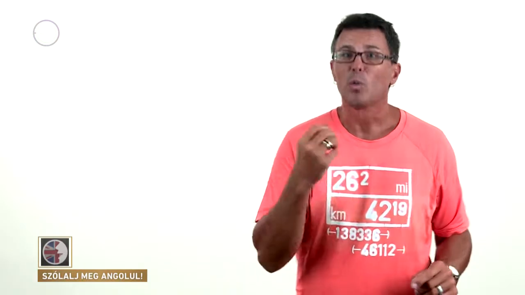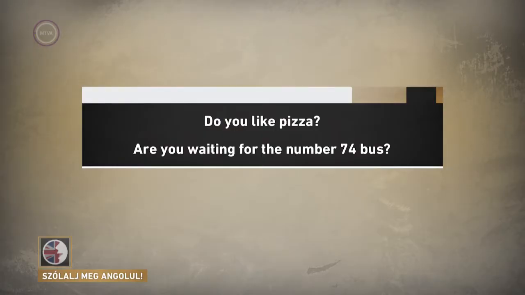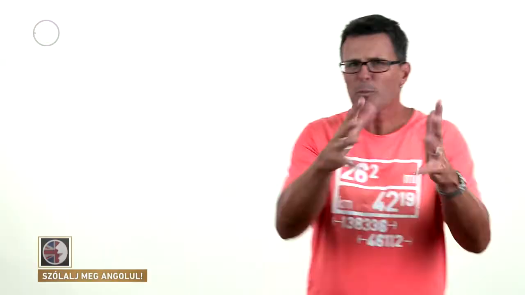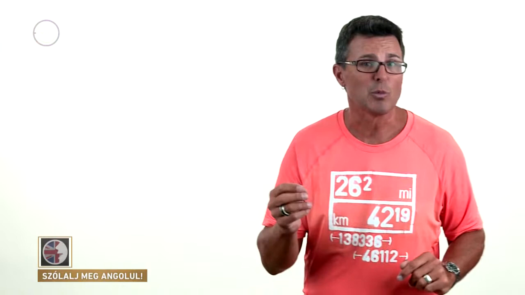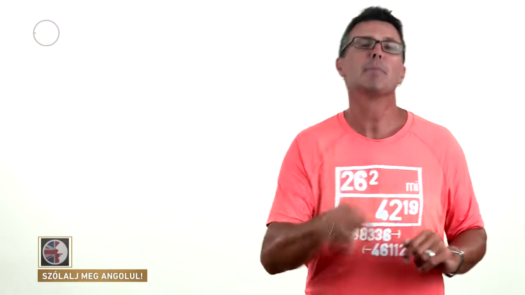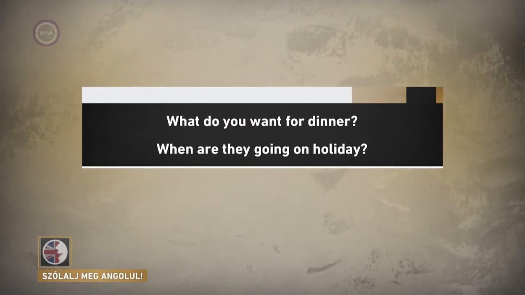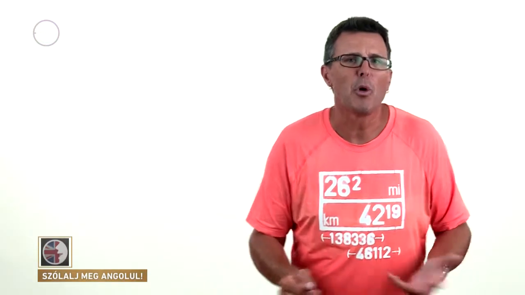With a question, we start with an auxiliary verb and then follow with the subject. Do you like pizza? Are you waiting for the number 74 bus? If we're using a question word, then when we make the question, we start with the question word and then follow with the auxiliary verb and the subject. What do you want for dinner? When are they going on holiday? Okay, so far so good, no? Yes, we've all seen this before and, well, it's not rocket science, is it?